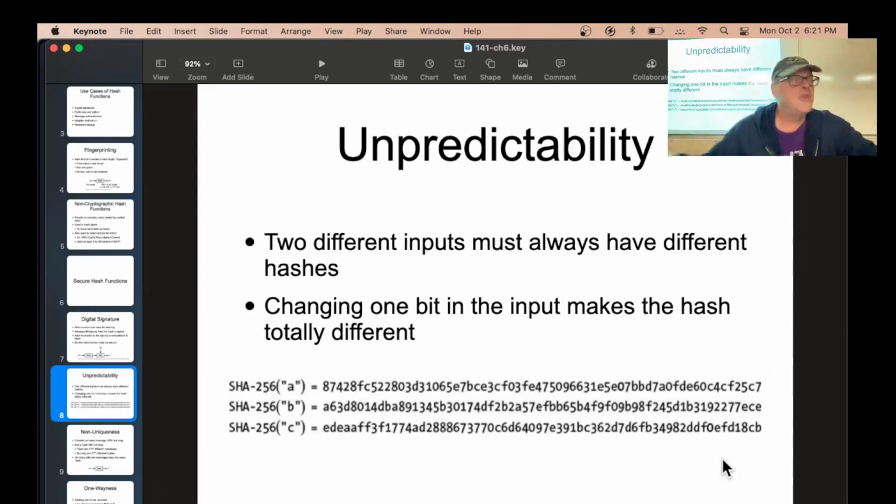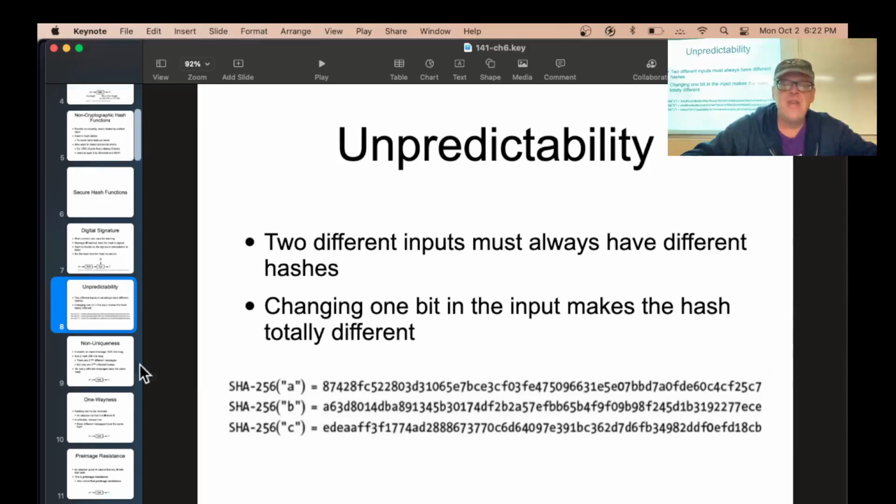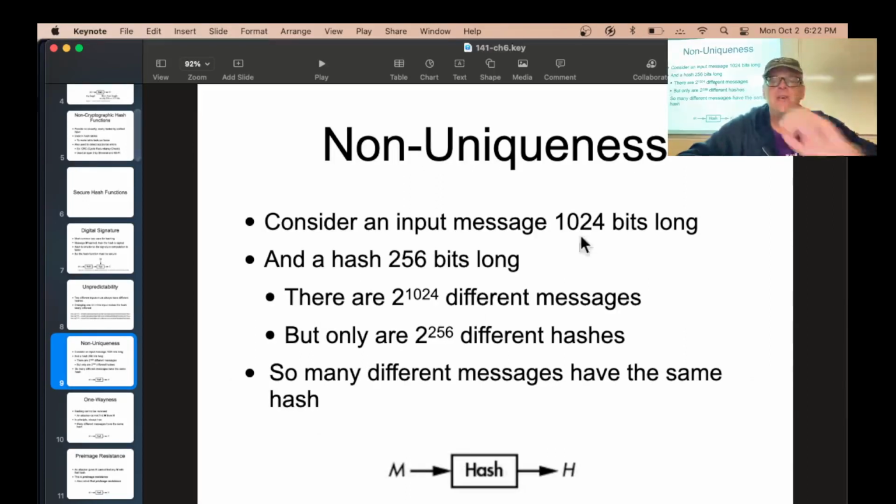That's what you want. The whole thing should change. There shouldn't be any pattern where changing this would change just a couple bytes at the end. That would be bad. That would give you a weak spot to attack. That's unpredictability. Then there's non-uniqueness.